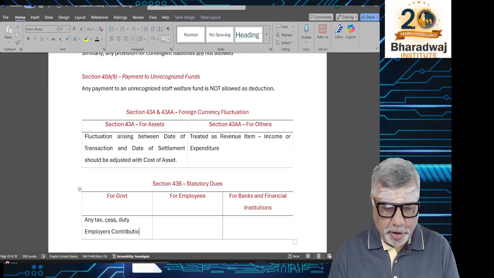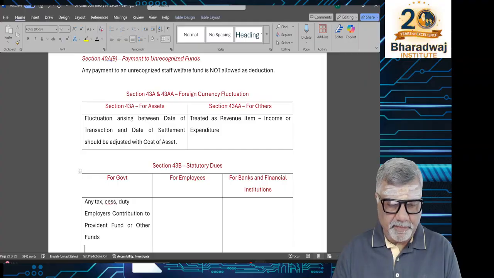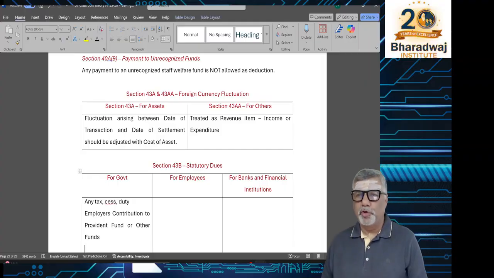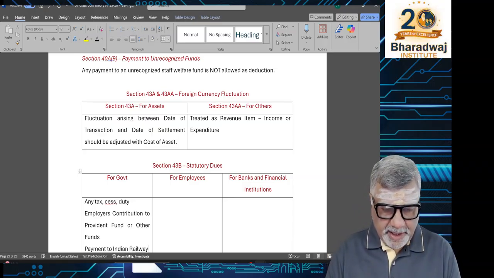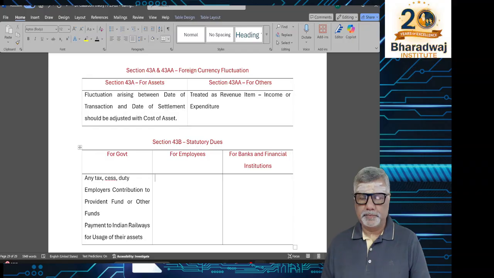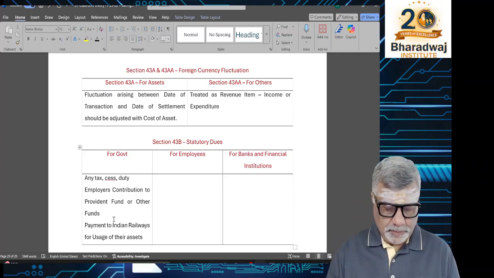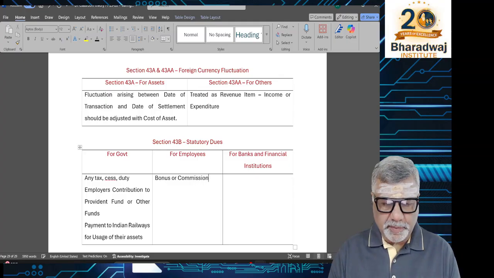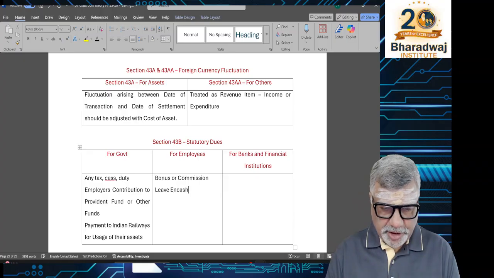Employer's contribution to provident fund or other fund. Payment to Indian Railways for usage of their assets. Bonus or commission. Leave encashment.